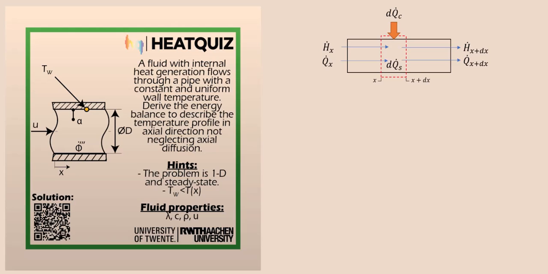So let's start by first highlighting all of the components within this problem. We have internal heat generation, which is an input of heat within the boundary. We have the fluid flow through the pipe, which will result in a change of enthalpy over the system. We have a pipe with a constant and uniform wall temperature, which will result in a convective flow over the boundary of the system. And then it is also mentioned that we cannot neglect axial diffusion.